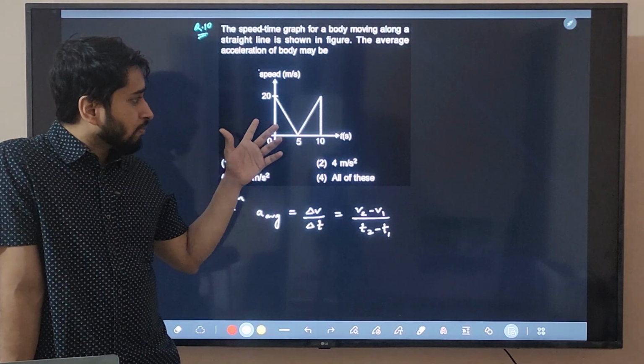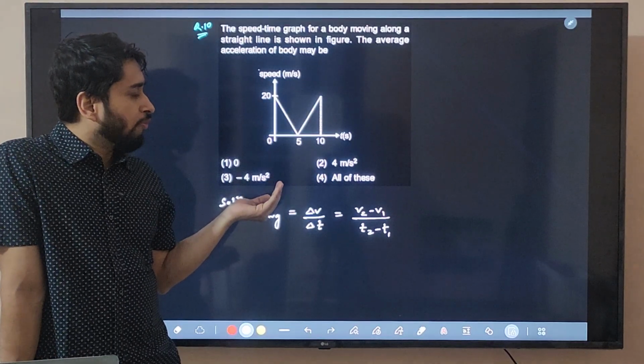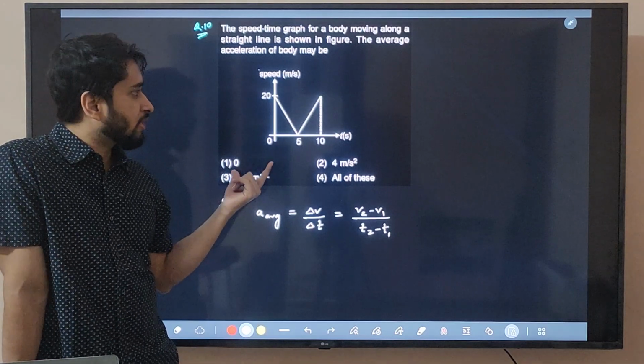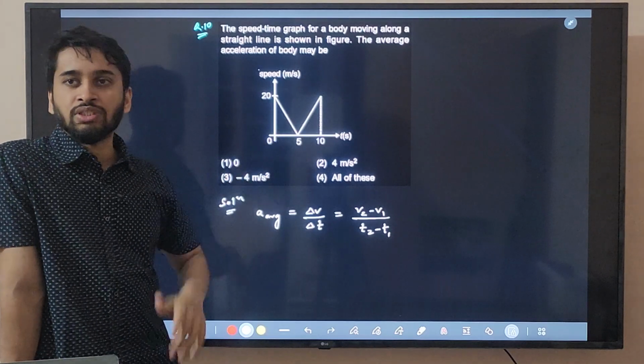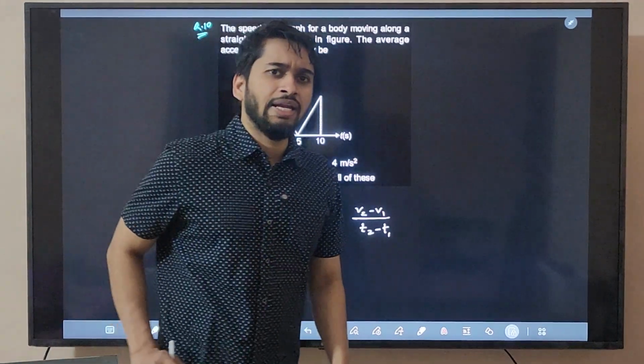What are the multiple possibilities? One is, this is a speed time graph, right? How will the velocity time graph for this particular situation look like? The velocity time graph could be any way.